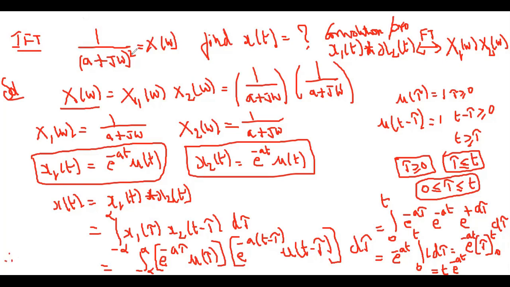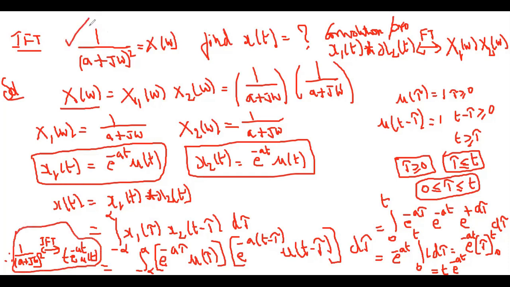Therefore, finally, given 1 by a plus j omega whole square, we know directly that its inverse Fourier transformation is t into e power minus a t, and because it is from 0 onwards, we multiply by u of t also.